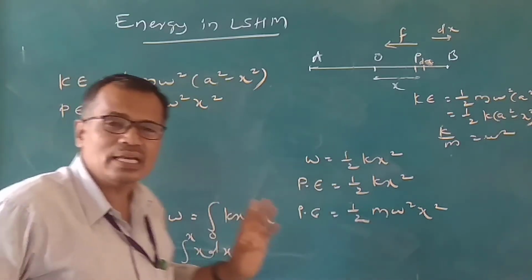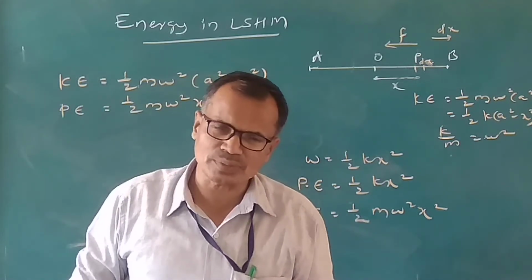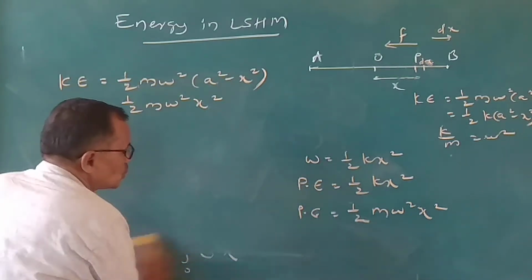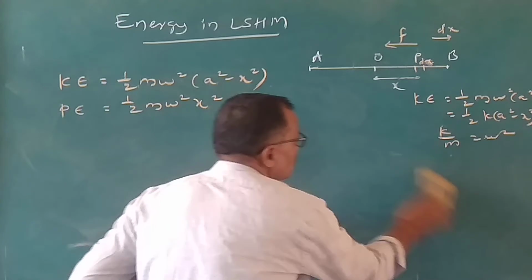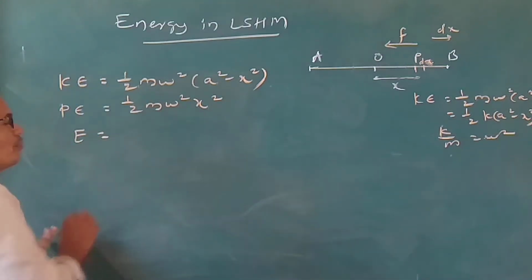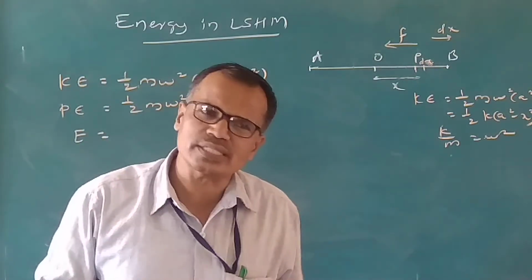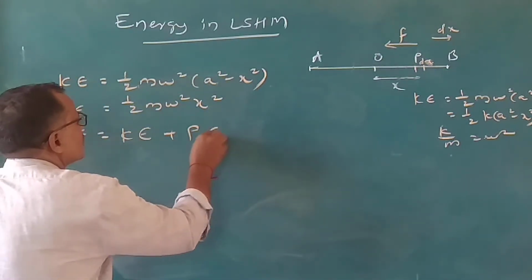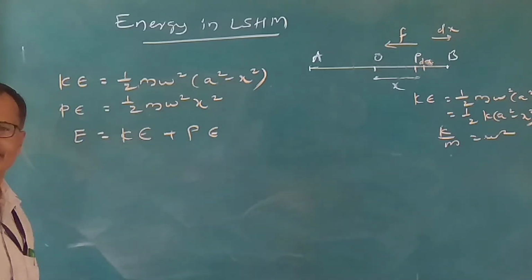What is m? M is the mass of the particle. Correct? Now what is our aim? We have to find out the total energy. Now the total energy E is the combination of kinetic energy plus potential energy. So we can write kinetic energy plus potential energy, KE plus P.